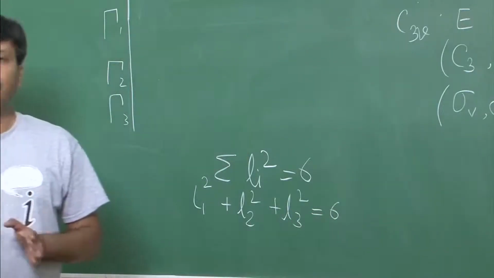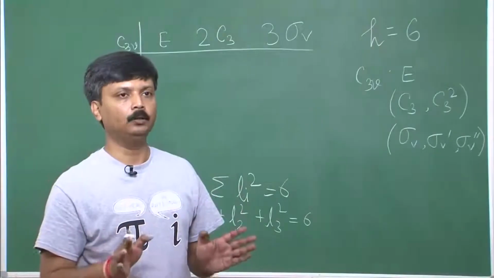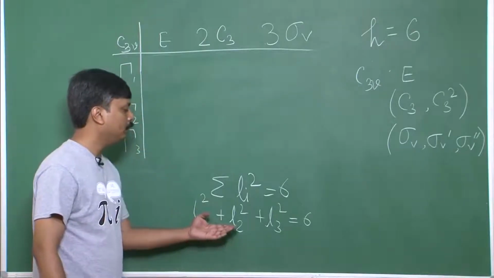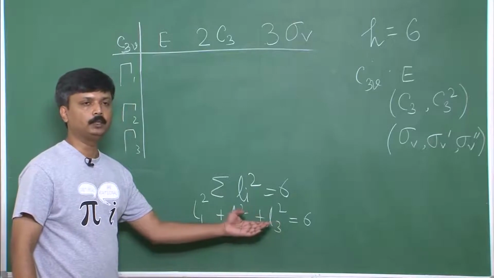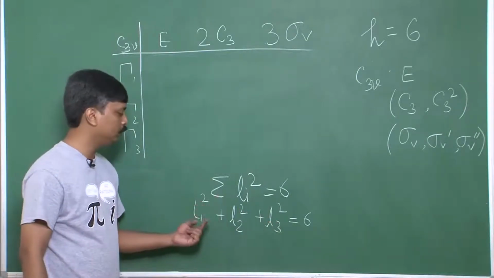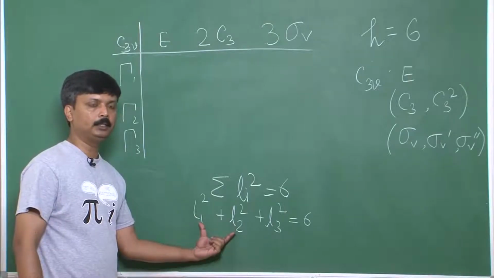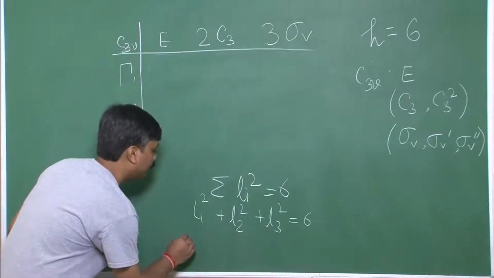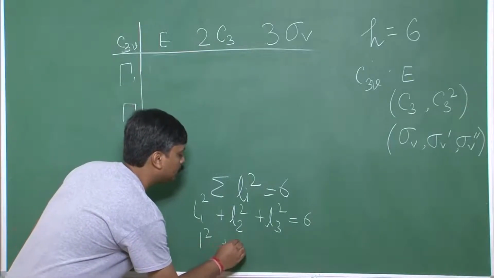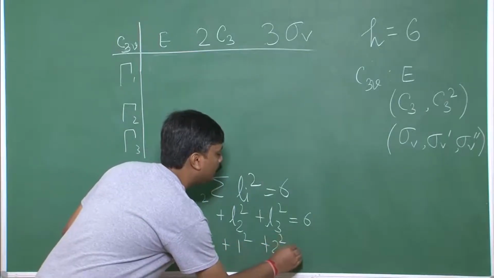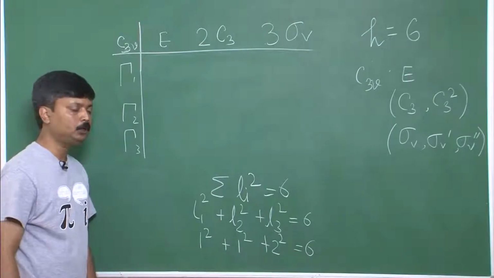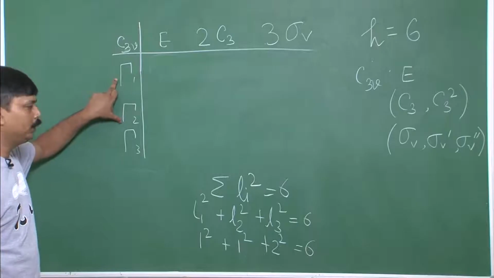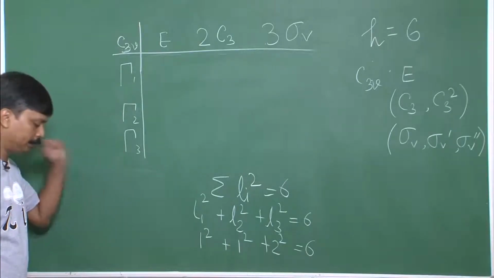Knowing that all the l's are greater than 0 and integers, we can solve this equation in only one possible way, that is, 2 of these irreducible representations will be 1 dimensional and the third one will be 2 dimensional, meaning that it will be 1 square plus 1 square plus 2 square, that will give me 6. So, here let us say gamma 1 is 1 dimensional and gamma 2 is 1 dimensional, then in that case gamma 3 will be a 2 dimensional representation, fine.